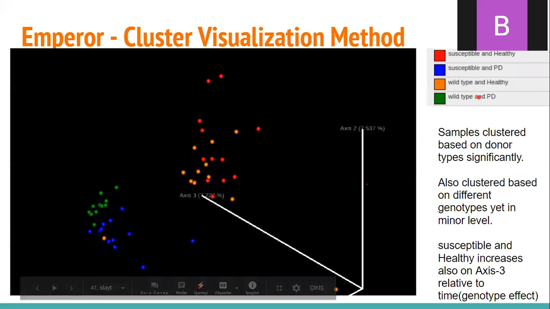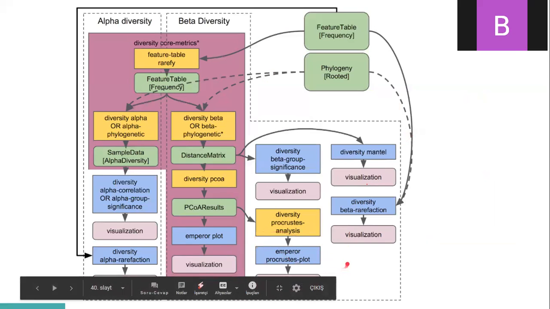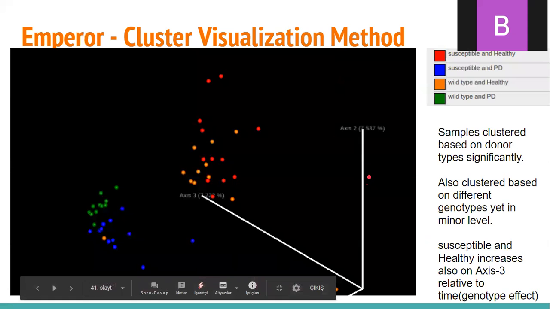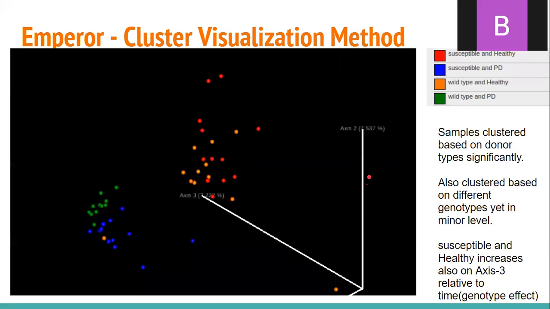And also here we see an Emperor plot for the visualization of PCoA results. For that, we see a 3D clustering taken from the Emperor visualization. Colors have been labeled as genotype and donor type together. Here, red, blue, orange, and green. This is the PCoA analysis visualized by Emperor.